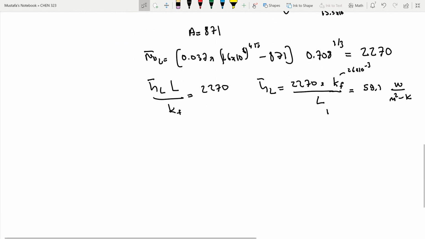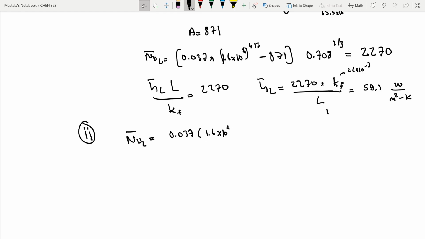So now we need to repeat the same thing for case 2. In this case, we don't have a laminar region. Everything will be turbulent, so we don't have the minus term. We'll be using the average Nusselt number over the fully turbulent flow, and the equation is 0.037 times 1.6 times 10 to the 6, to the 4/5 power, multiplied by 0.708 to the 1/3. So basically we don't need to subtract the 871 section. That is the difference between the mixed and fully turbulent cases.